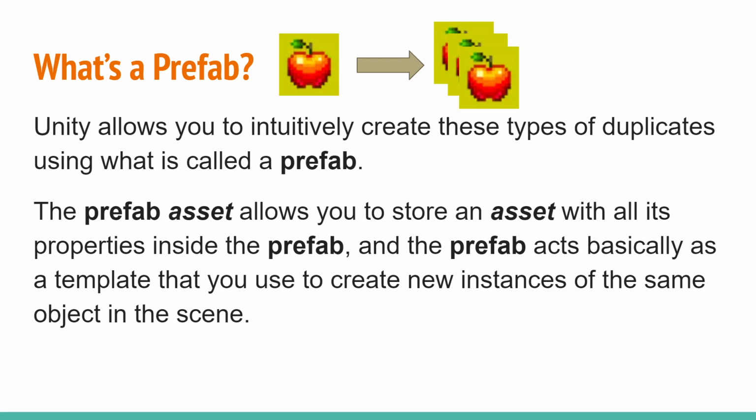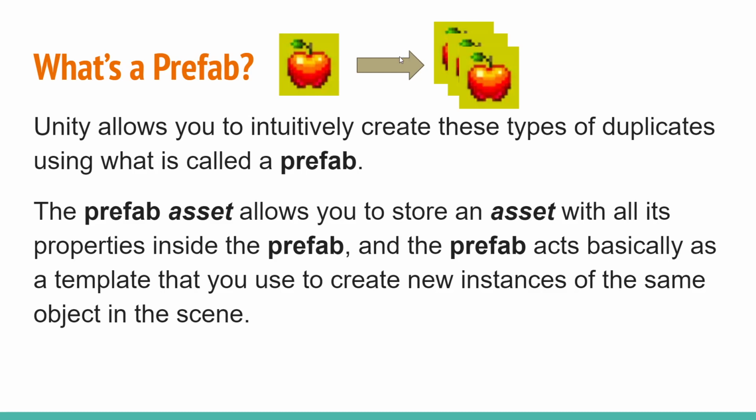They're called prefabs. A prefab asset allows you to store an asset with all of its properties inside the prefab, and the prefab acts basically as a template that you can then use to create new instances of the same object in that scene or in other scenes. Right? You use it throughout your game. You can also store and export them and use them in other games, and so on and so on. Right? It's just another asset that you can use in any number of situations.